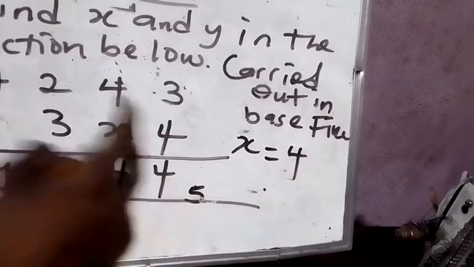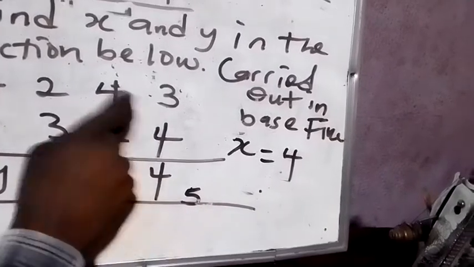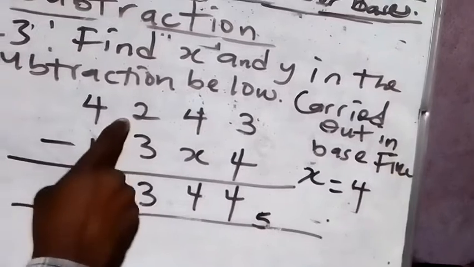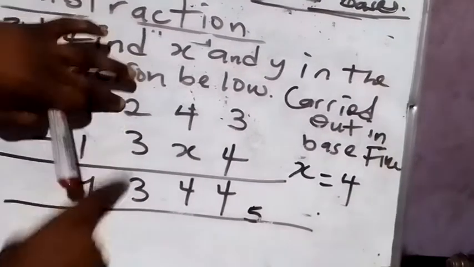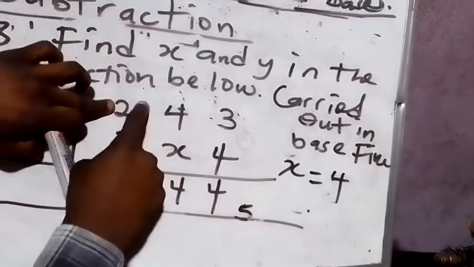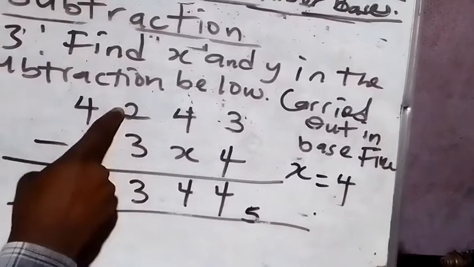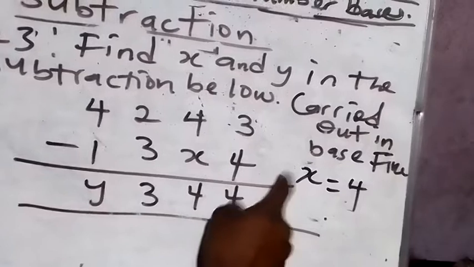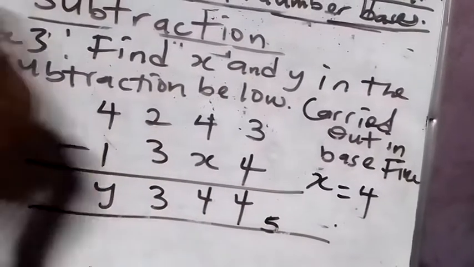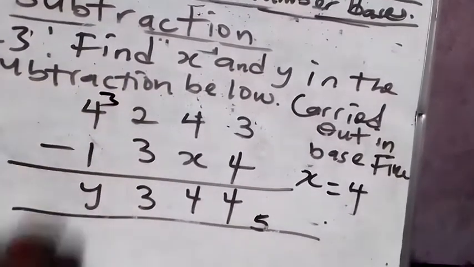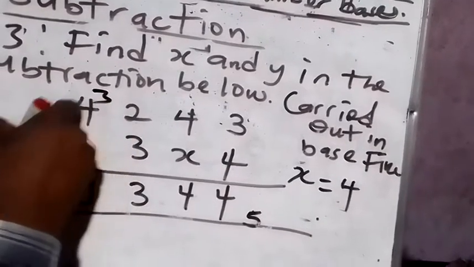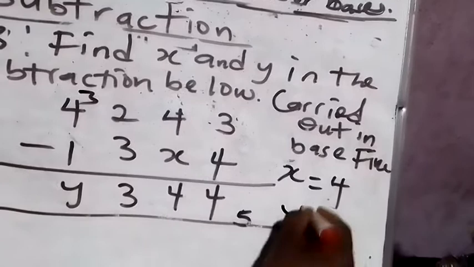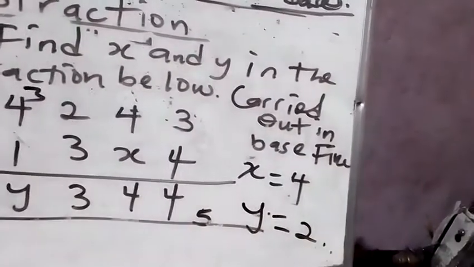Don't forget, once I borrow base here, I carry base to this place. This one will also be reduced by 1. So that means these two are turned to 1. And we get 3 here. That means we borrow base again. That means 5 plus 1, that is 6. 6 minus 3 is 3. And as soon as we borrow base here, this one will be reduced by 1, and it's going to remain 3. 3 minus 1 is going to be 2. So that means my y is 2.